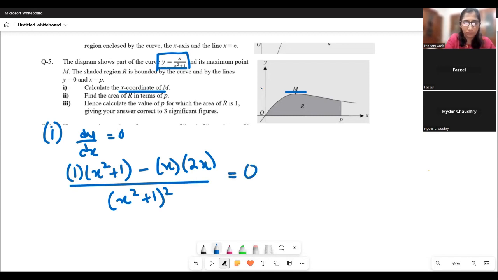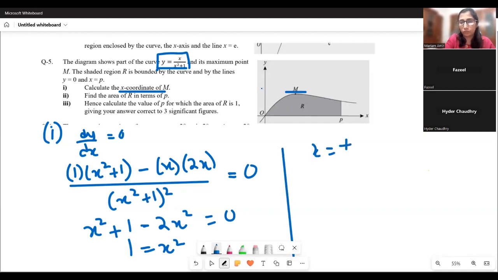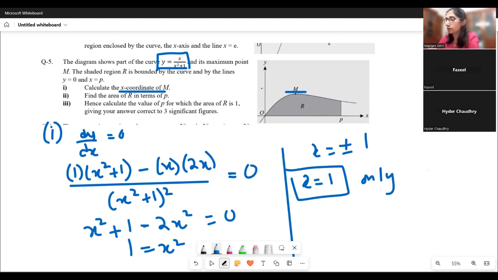The denominator just gets eliminated, so we have x square plus 1 minus 2x square equals 0. So I'm getting 1 equals x square, so x equals plus minus 1. Looking at the figure, M has a positive x coordinate, so the answer would be x equals 1. Part 2 and part 3 we will do with the integration section. So only one has to be done.